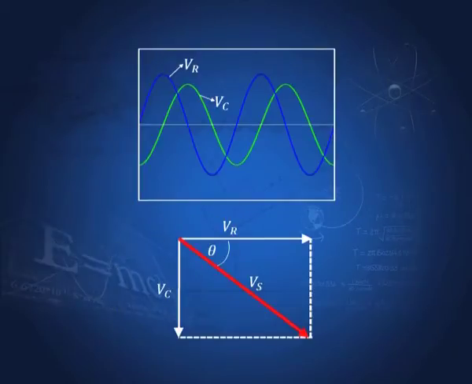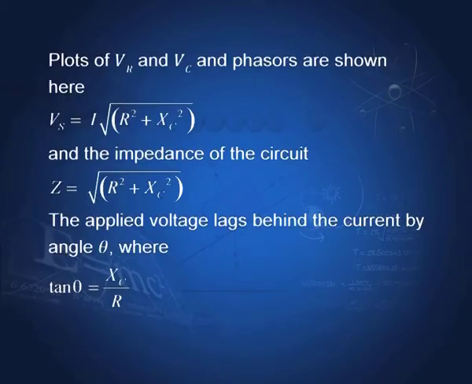Now, when I add, I have VR like this and VC, because it is behind VR, I have it downwards, and this angle is pi by 2, and this is the resultant at an angle theta to VR, and Vs therefore also lags behind VR by angle theta, and tan theta is Xc by R. So, if we have two elements, then the impedance of the circuit in this case is the square root of R squared plus Xc squared. In the earlier case, it was the square root of R squared plus XL squared.